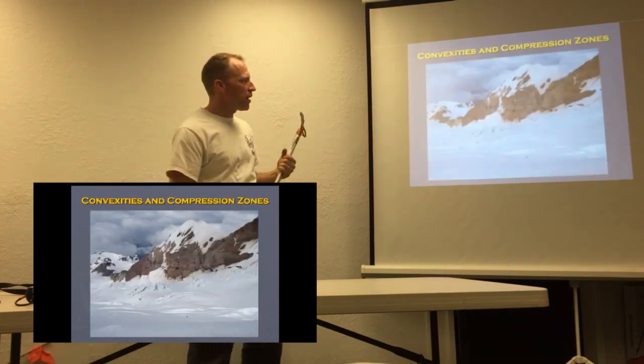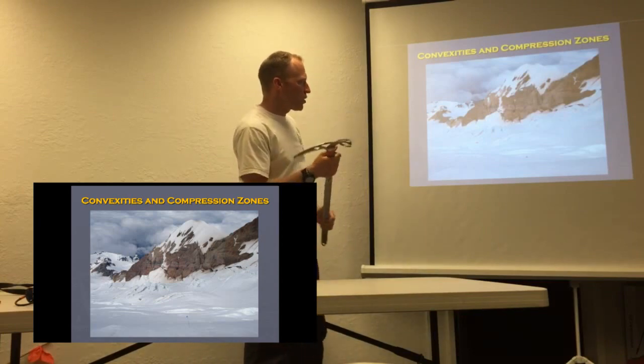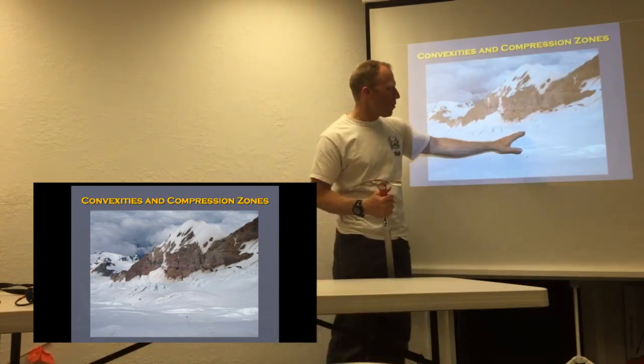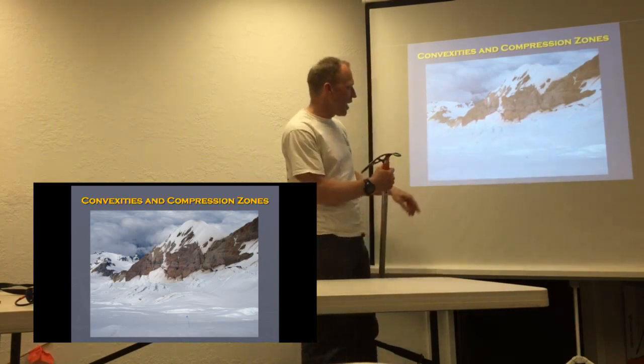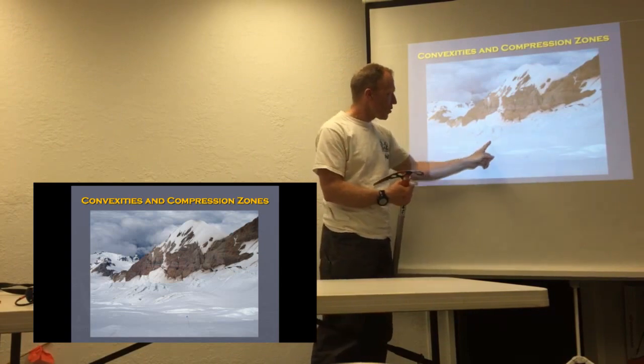Okay, so going back to our discussion about convexities and compression zones. I want you to notice that there's a big hump going on right here, and that there's not a hump going on here. So this would be a convexity. This would be a concavity.